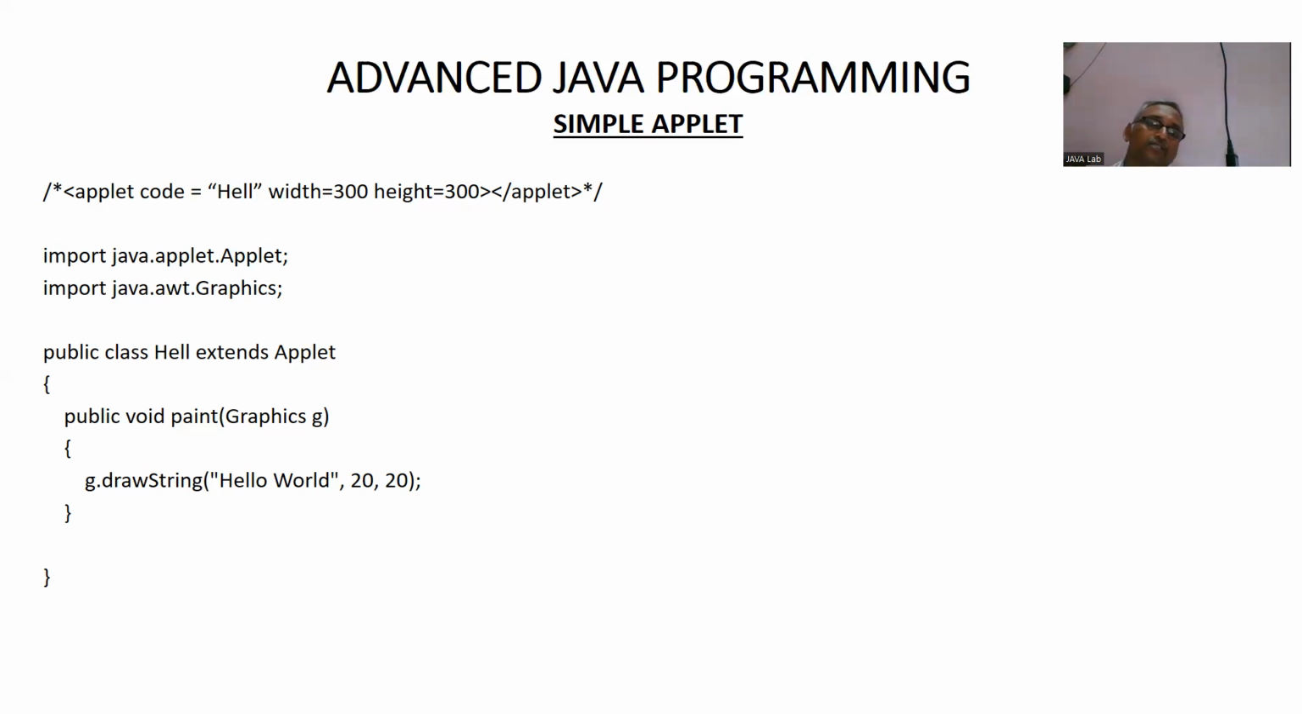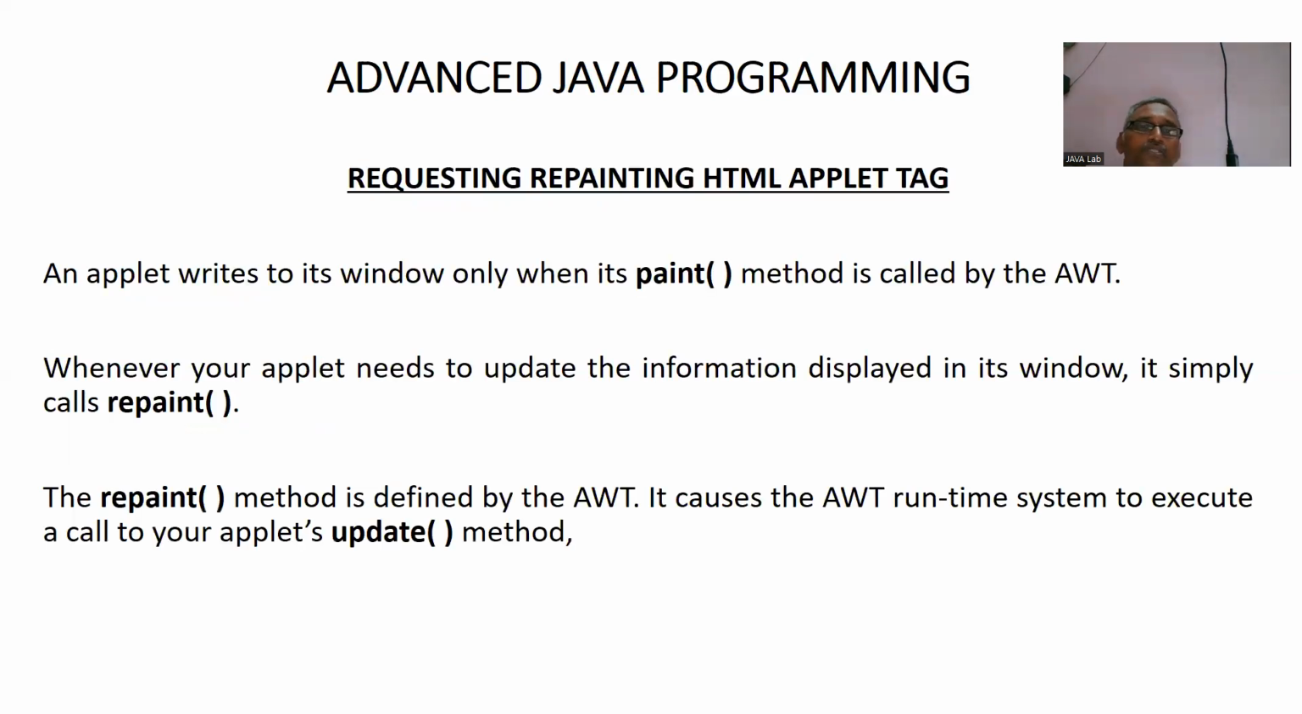So the next thing, requesting repaint. An applet writes to its window only when its paint method is called by the AWT. Whenever our applet needs to update the information displayed in its window, it simply calls the repaint method. The repaint method is defined by the AWT.